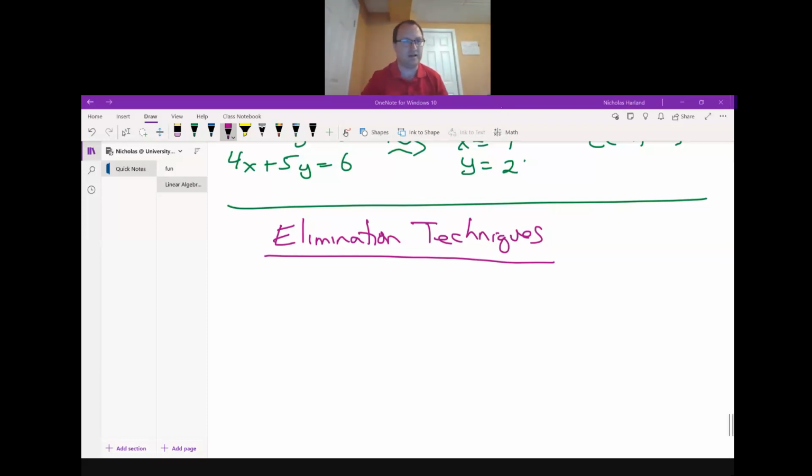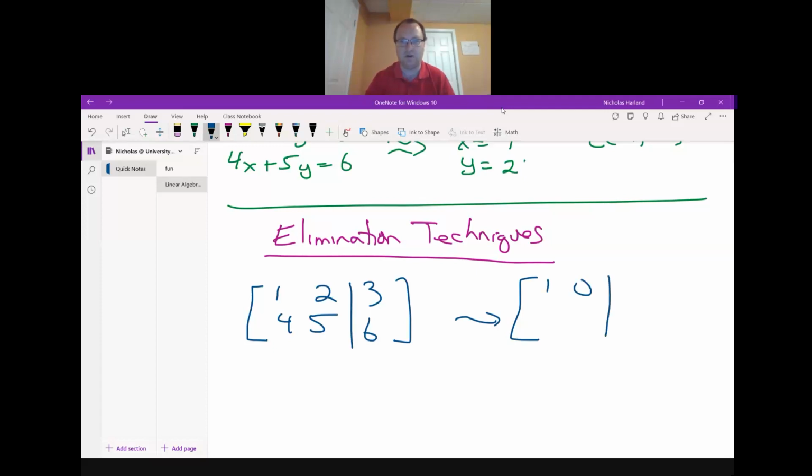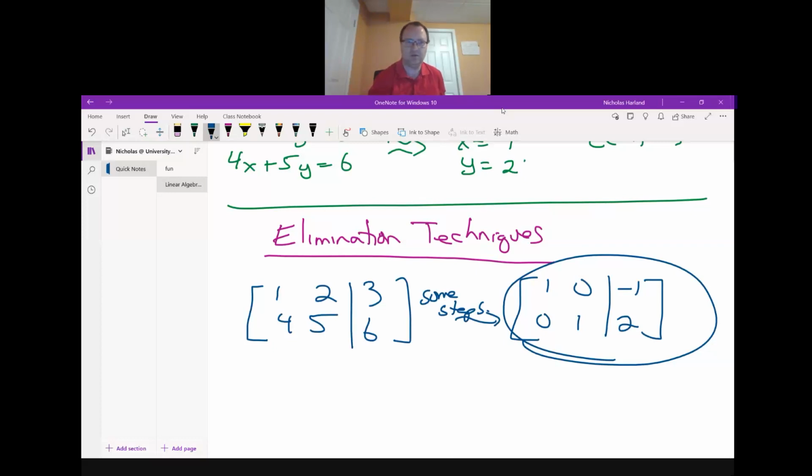So we saw the example in a previous video that if we had 1, 2, 3, 4, 5, 6, we wanted to turn this into 1, 0, -1 and 0, 1, 2. You might even be able to still see it from right here, via some steps. Obviously, in a real question, you would write out what those steps were. So the question is, what do we want to make this look like in general?